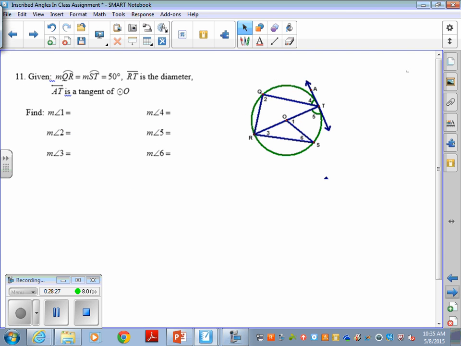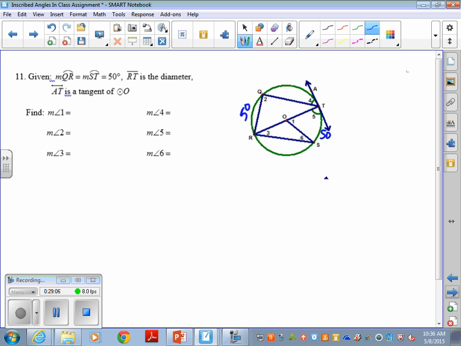All right, I'm going to get you started on these last two because they require multiple steps and using all the relationships. Now, always label what they give you. They're telling you that the measure of arc QR equals the measure of arc ST, and those measures are 50. So QR is over here, outside between Q and R, I'm going to put 50, and it is congruent to ST. It is also 50. And they tell us that RT is the diameter, so it cuts the circle into 2 semicircles.